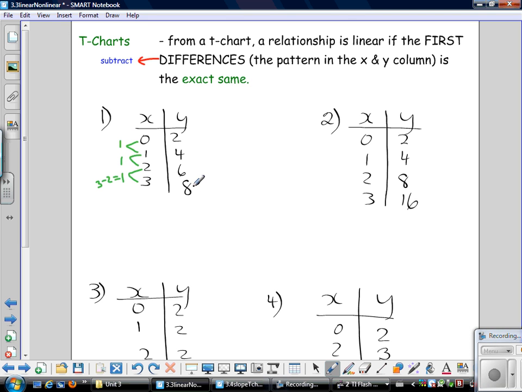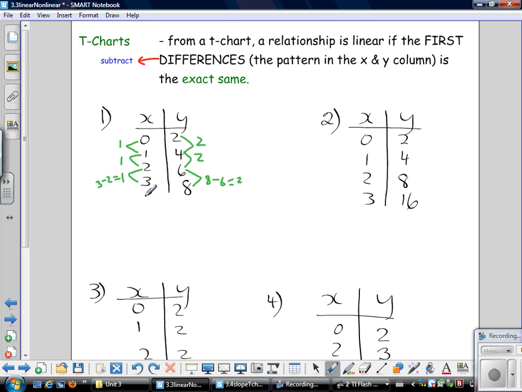Now over here, again we start at the bottom and work our way up. Later on you'll see why we start at the bottom, so just get in the habit of it. Wouldn't you know, it's not 8 minus 2. It's 8 minus 6 equals 2. Again, 6 minus 4 equals 2, and the distance from 4 minus 2 is 2.